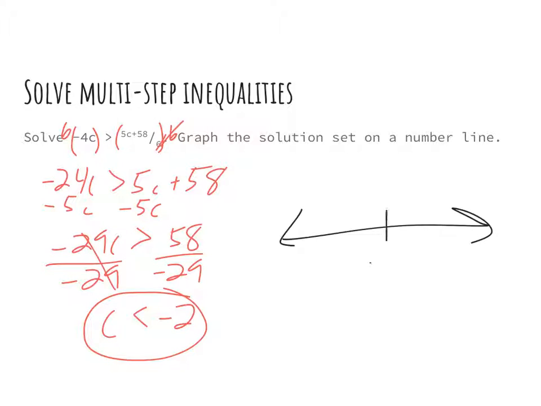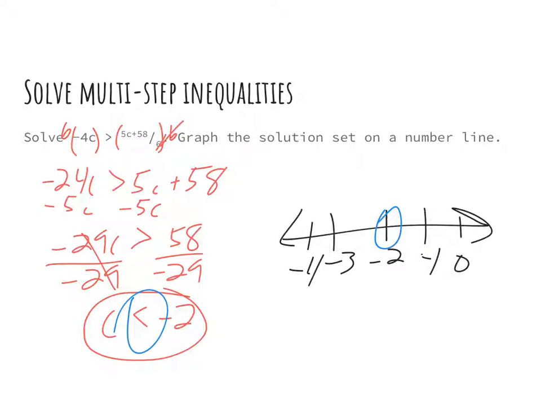Got my number line, put my answer in the middle, a couple numbers on each side. It's not or equal to, so I put an open circle. I turn my inequality into an arrow, and it tells me to point off to the left.